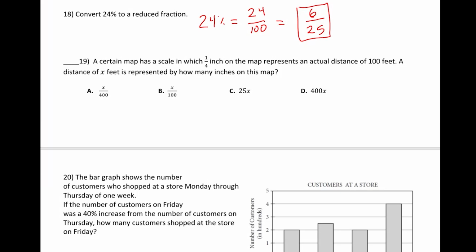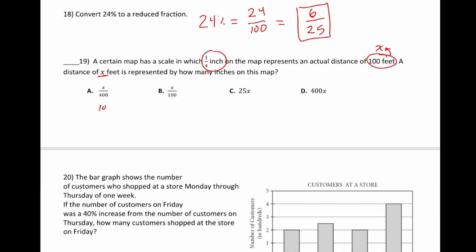We know that 100 real feet is the same thing as 1/4 inch on the map. And if we're letting x be the real number of feet, so this is like our x over here, we want to know how many inches are on the map, and all these expressions are in terms of x. So anyway, I think the easiest way to work this problem out, you could do it algebraically, I think it's kind of confusing if you do it that way, is just to test each answer choice and plug in 100 into x and find out which one gives you 1/4. So we'll start with A.